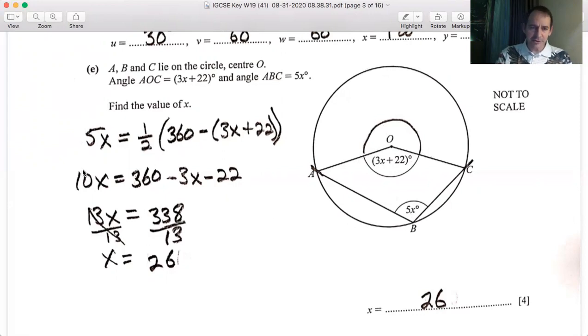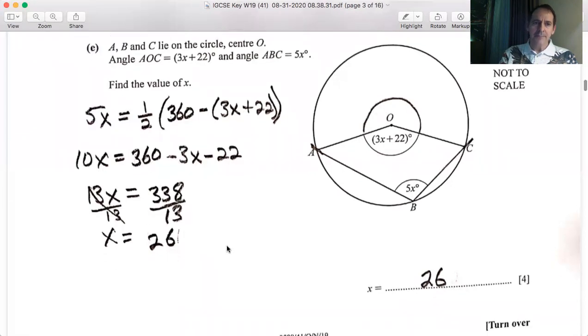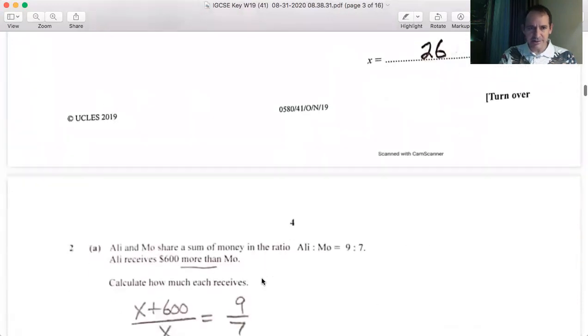So I multiplied the 2 to the other side, making it 10x equals 360, distribute your negative, minus 3x minus 22, then add the 3x to the other side, 13x equals 338, then divide by 13, so x equals 26 degrees.